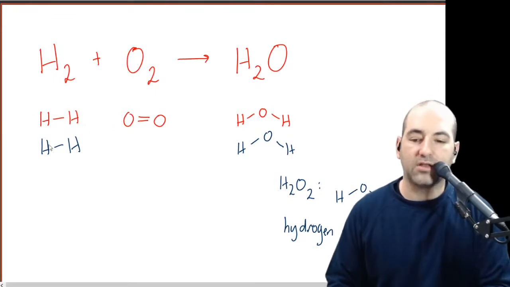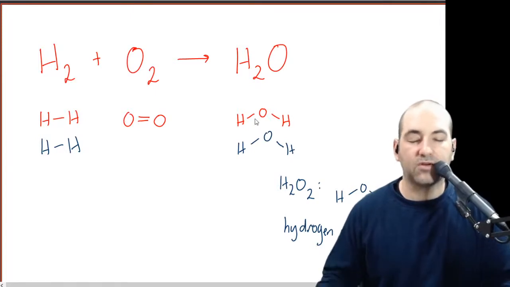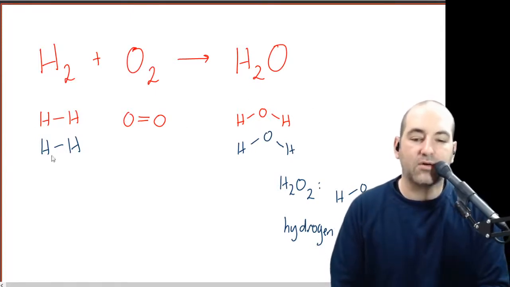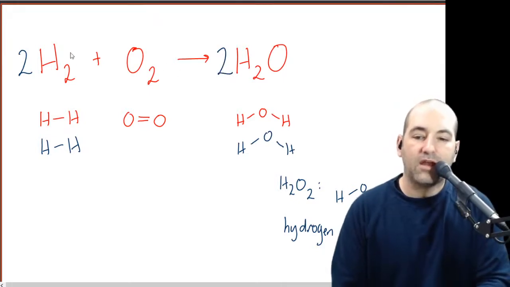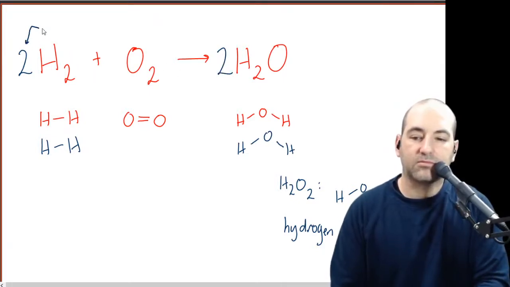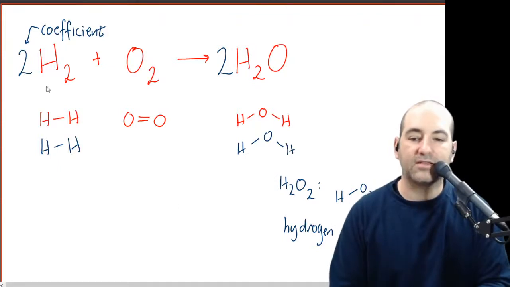We've got four hydrogens on the left, four hydrogens on the right, two oxygens on the left, two oxygens on the right, so everything's good. So this is a balanced equation in this bottom part. And the way that we express that in the actual equation up here is by putting a big number in front when we have more than one of a particular molecule. That number is called the coefficient. And that is how we balance equations.